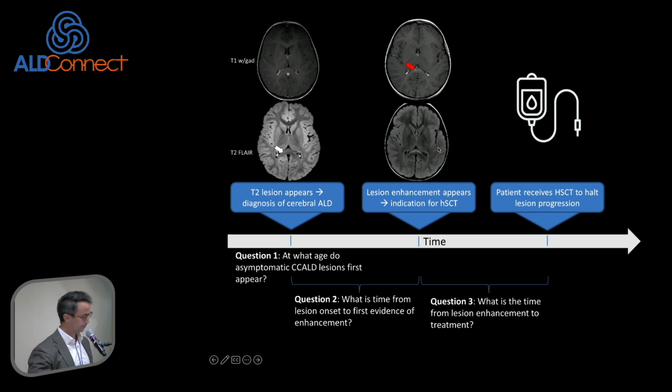So you'll see here on the left, we asked 3 basic questions, it's how we broke down this problem. When do patients develop a T2 lesion? How long does it take for that lesion to enhance? And then from that point, how long has it taken us historically to get a patient to a bone marrow transplant? And then what are the clinical outcomes at each time point?